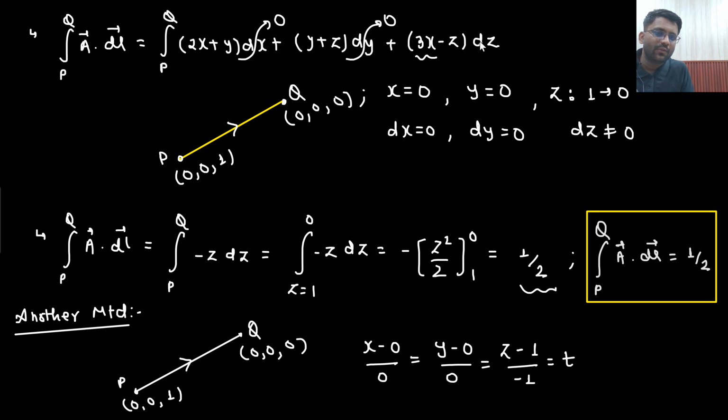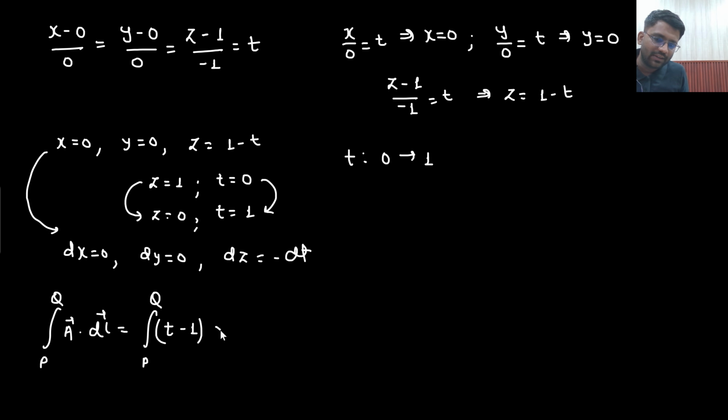What is the value of dz? The value of dz is minus dt, sorry. The value of dz is minus dt. Now you are supposed to put up the limit of t only. So what is the limit of t? The limit of t is 0 to 1. t is going from 0 to 1. This minus sign can go here, 1 minus t dot dt.